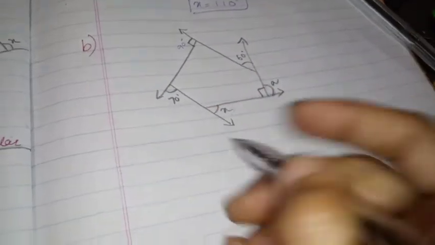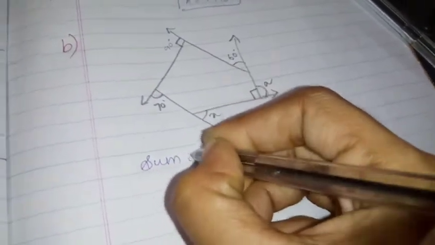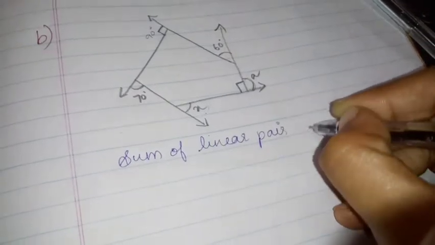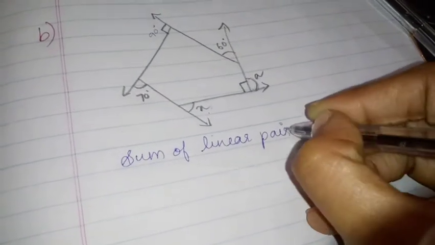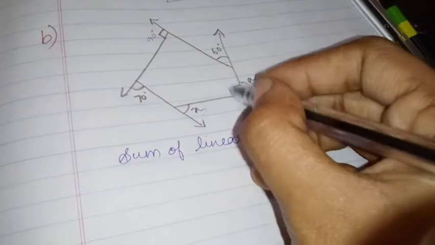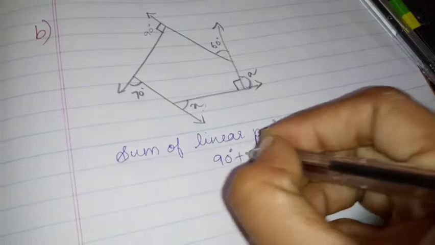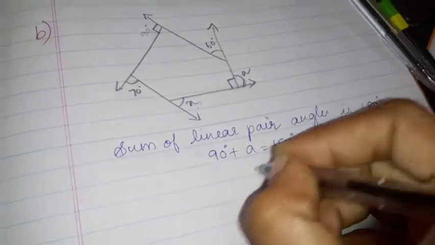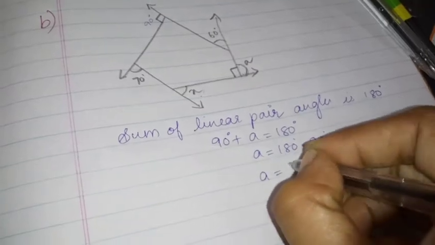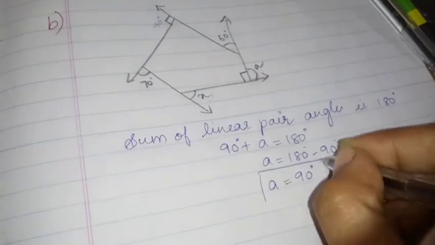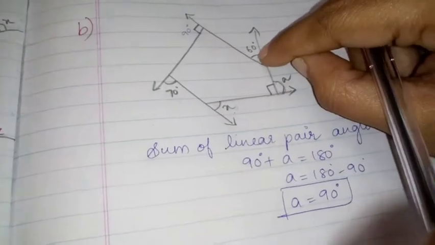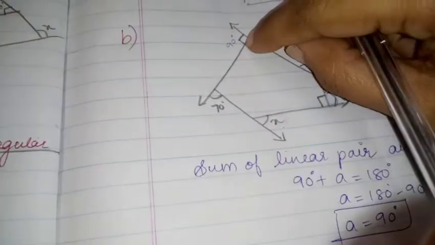And this is one linear pair. The sum of linear pair angles is 180, is it? So this is 90 degrees actually. 90 plus A is equal to 180. A is equal to 180 minus 90. A is equal to 90 degrees. Okay, what is the A value? 90 degrees. This exterior angle is 60. This is 90. This is 70.